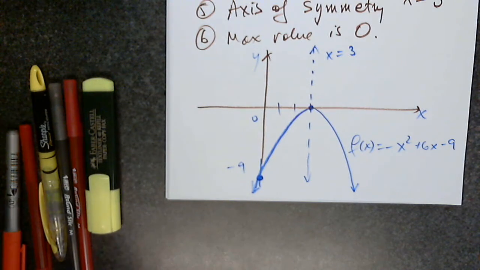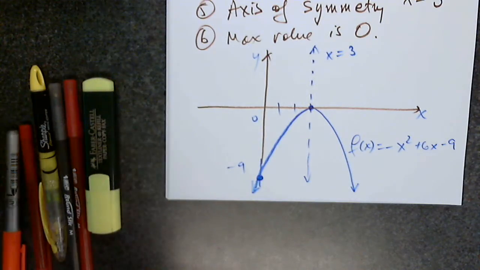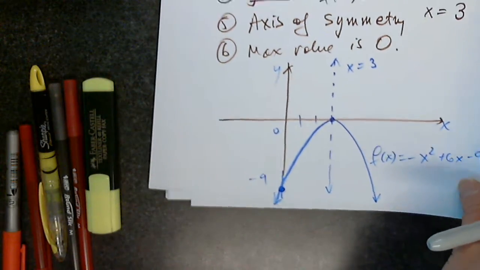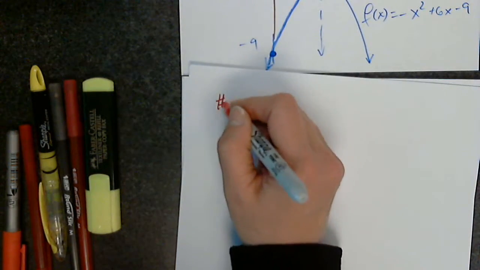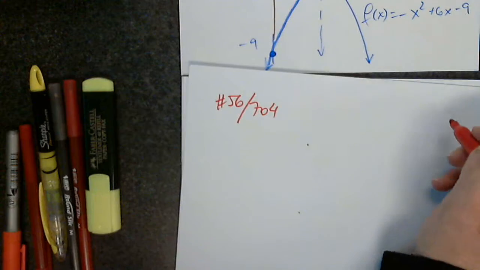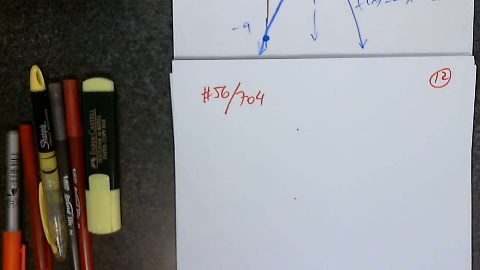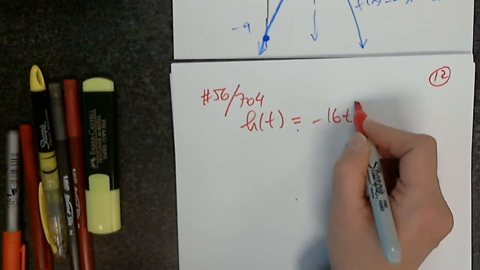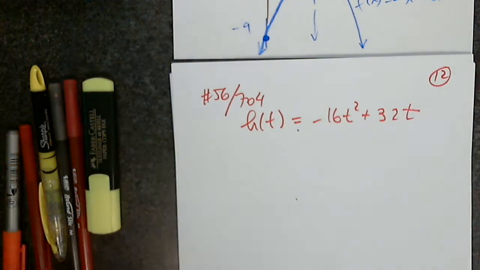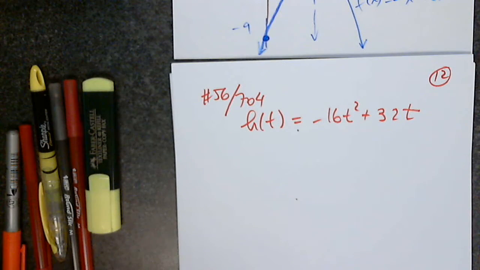Very good. Let's look at a word problem now from the same chapter. A ball is thrown upward with an initial speed of such and such, and we are given the height in feet. So I selected 56 on 704. The height in feet is given by the function h of t, -16t squared plus 32t. Find the maximum height of the ball.